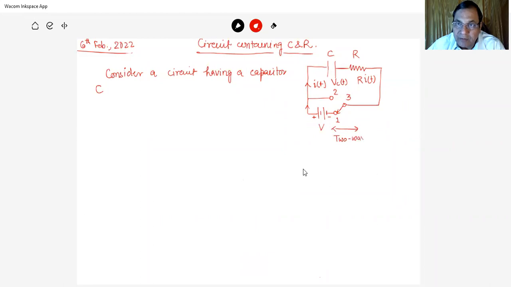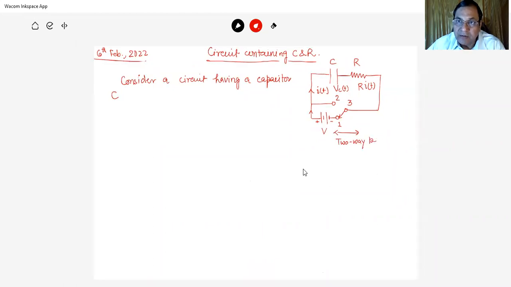Two-way key or switch. तो इस सर्किट में जब पॉइंट 3 को 1 से कनेक्ट करते हैं तो ये V सोर्स जो होगा DC सोर्स वो सर्किट में आ जाता है और करंट फ्लो होता है from C to R and then point 3, 1 and this voltage.